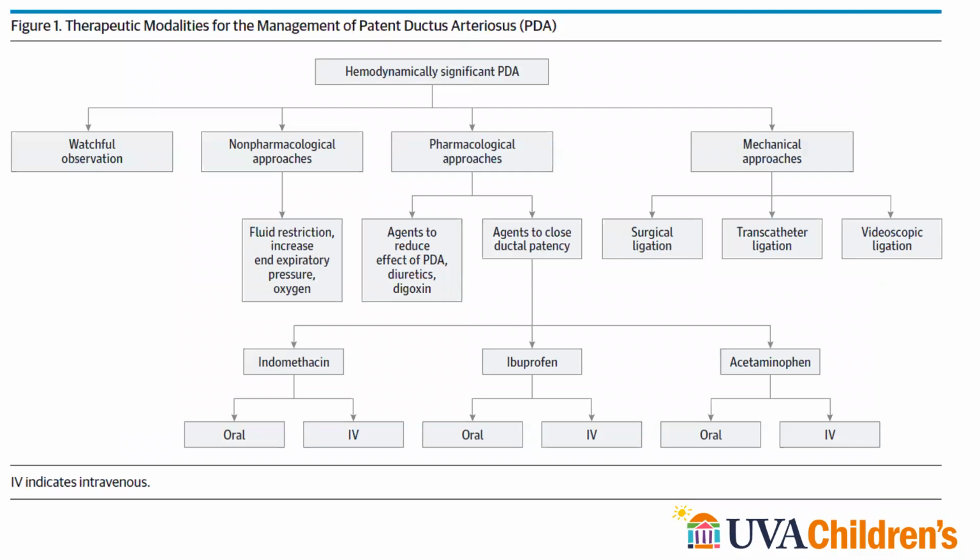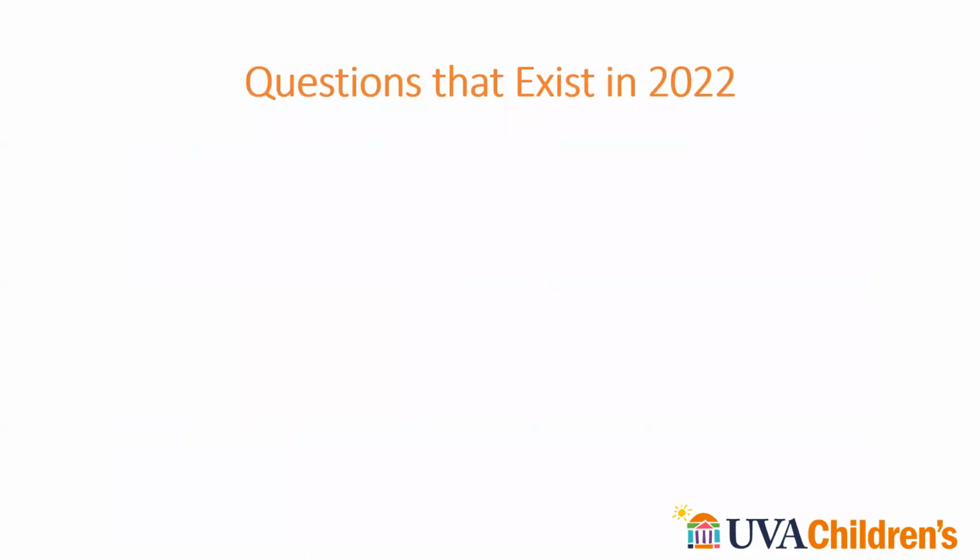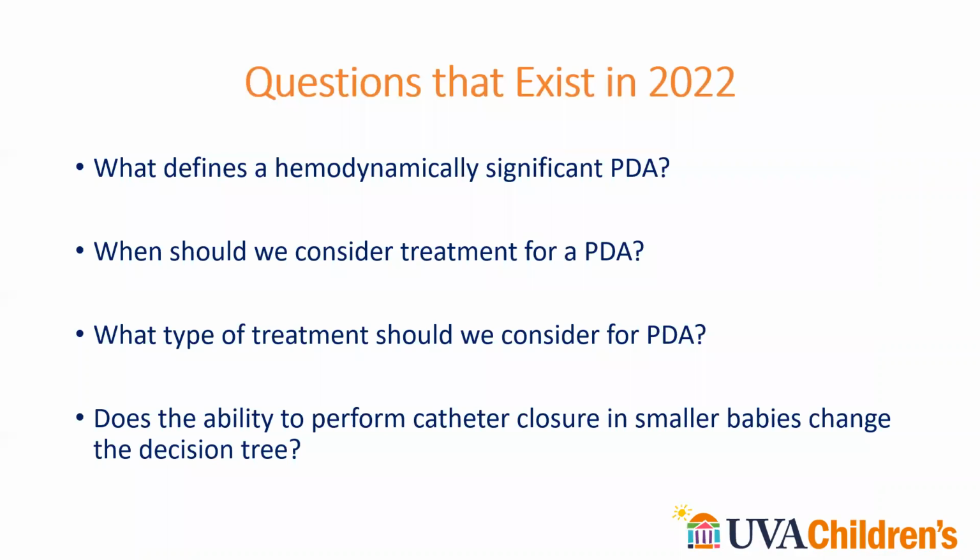So this is where we are in 2022. We have so many options once a patient is diagnosed with a PDA, and there's no real consensus on the right thing to do, despite studying the PDA since the 1970s. So in conclusion, I asked you to remember the questions that I posed to you at the very beginning when people started thinking about the PDA in the 1950s. As you can see, we still have very similar questions today in 2022. With the new question of, does the ability to perform catheter closure in smaller babies change the decision tree?